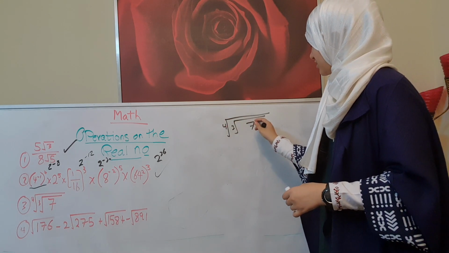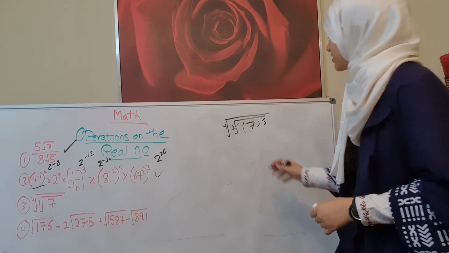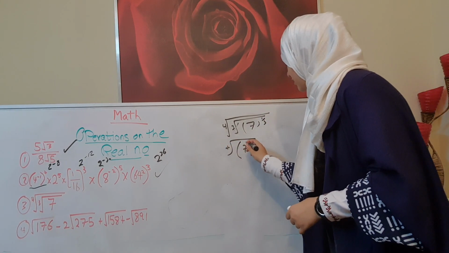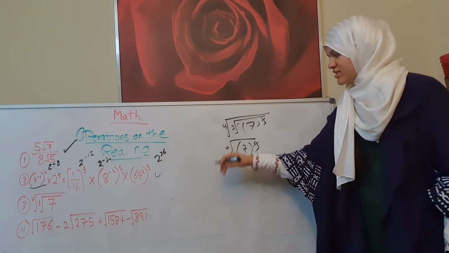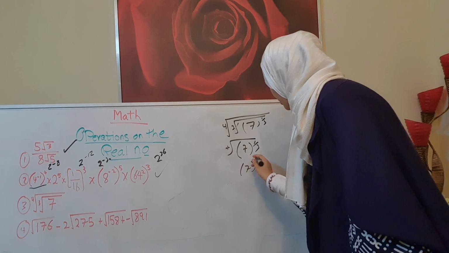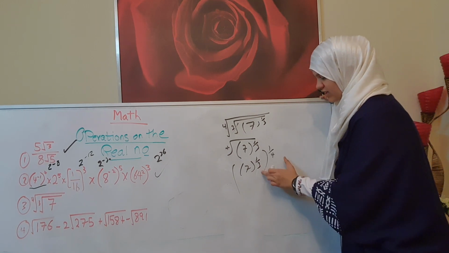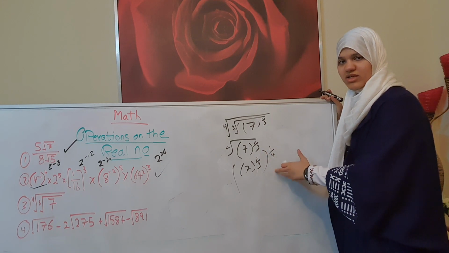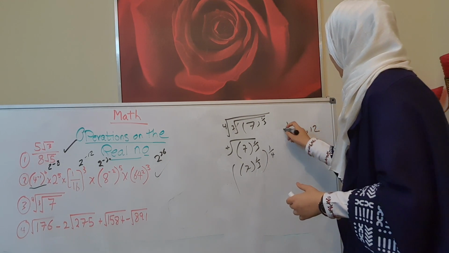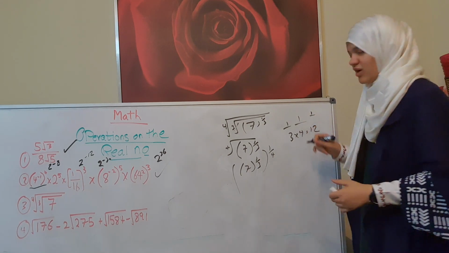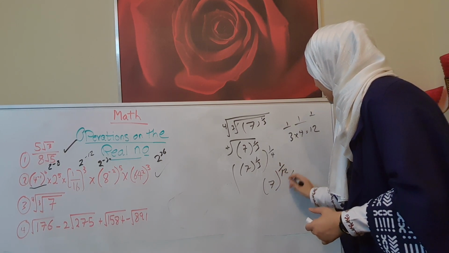We'll write 7 in brackets to the power of 1 over 3. That means we cancel the cube root of 7. That means the fourth root of bracket 7 to the power of 1 over 3. We'll do the same thing for the fourth root. That means it will be bracket 7 to the power of 1 over 3, another bracket to the power of 1 over 4. Now, we can make 3 times 4, it will be 12. If it's 1 over 3 and 1 over 4, it will be 1 over 12. That means 7 to the power of 1 over 12. This is the final answer.